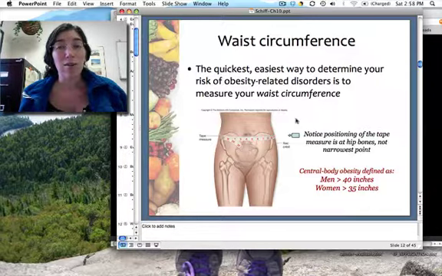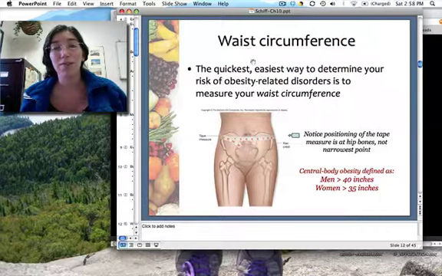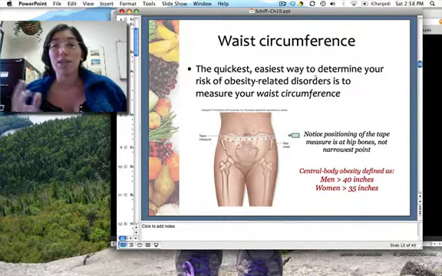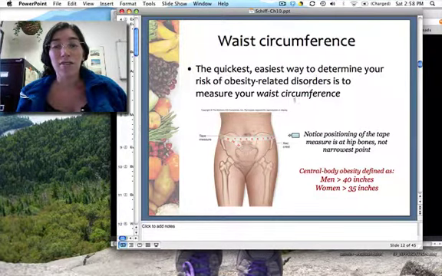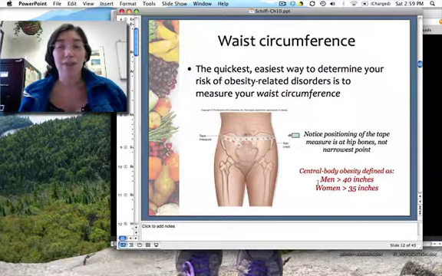So an even easier way to determine your risk for chronic diseases, or to determine whether you have central body obesity, is just to take your waist circumference. For a lot of doctors, this is considered the sort of gold standard right now. Just measuring waist circumference is enough to determine whether someone has an increased risk for chronic diseases. For men, central body obesity is defined as a waist circumference of 40 inches or more. For women, it's 35 inches or more.